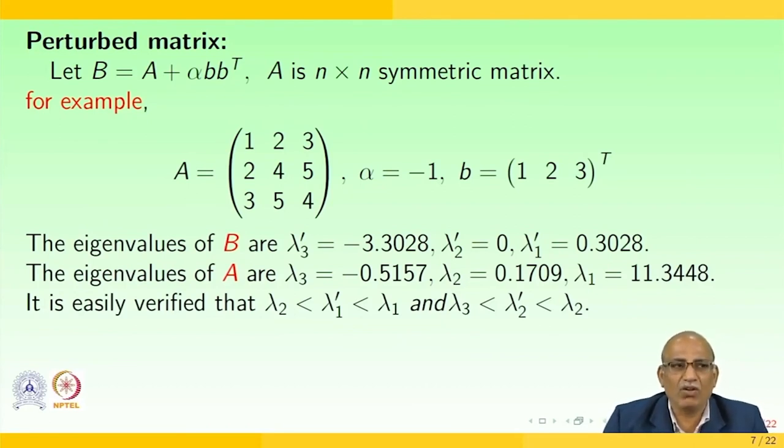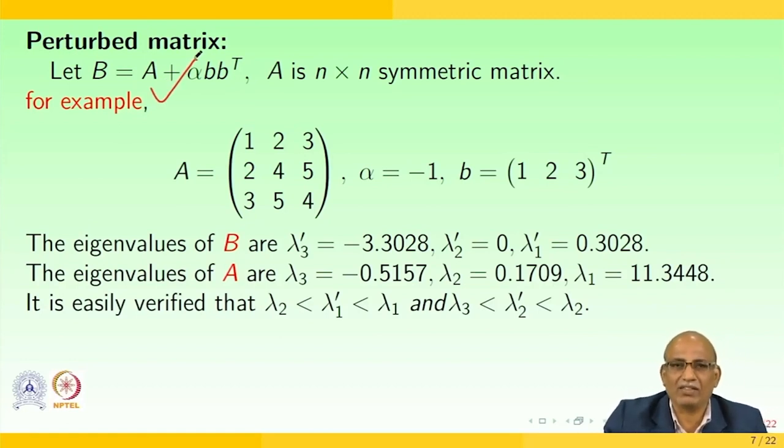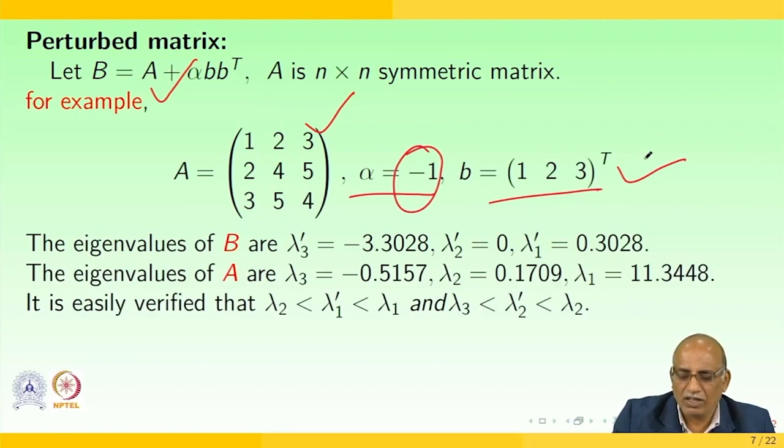Let B be equal to A plus alpha times beta, beta transpose, where this matrix A is a symmetric matrix. Now, using this concept, let us write this matrix A as 1, 2, 3; 2, 4, 5; 3, 4, 3, 5, 4. Alpha is equal to 1, beta is equal to 1, 2, 3 transpose. Alpha is equal to minus 1, beta is equal to 1, 2, 3 transpose.